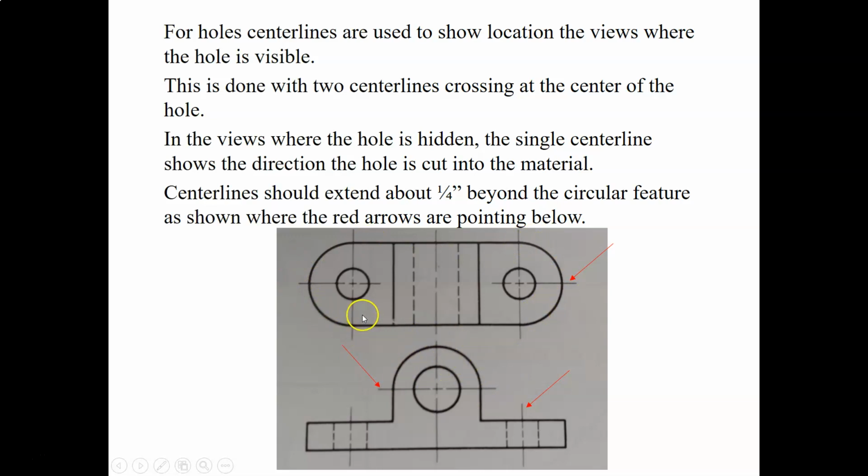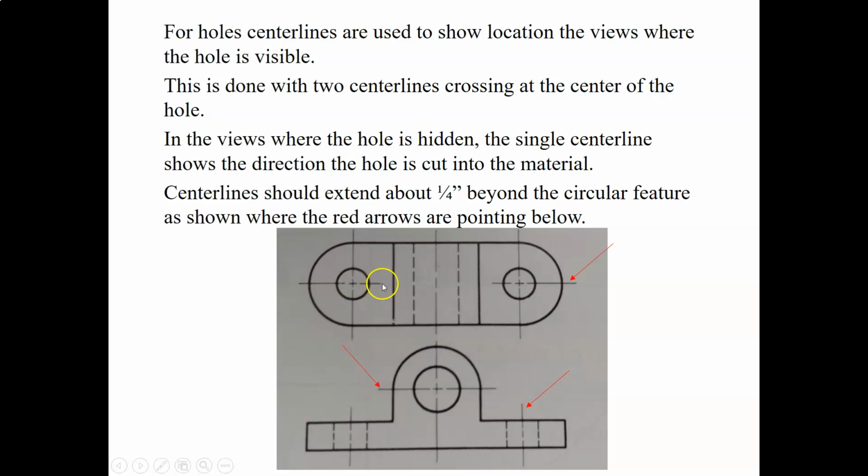If you notice, the center line is going to extend about 1/4 of an inch beyond the circular feature. And I say where the red arrows are at, but anywhere you've got a circle or a feature, they're going to extend out 1/4 of an inch. If you notice here, this arc is a circular feature. It's just not a complete circle. So going to the left, this center line is going to go 1/4 of an inch past. Notice going to the right, it only goes 1/4 of an inch past the hole.